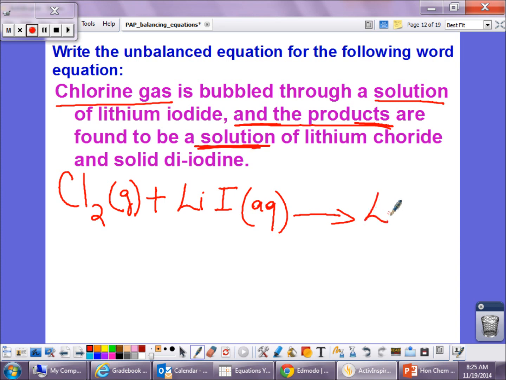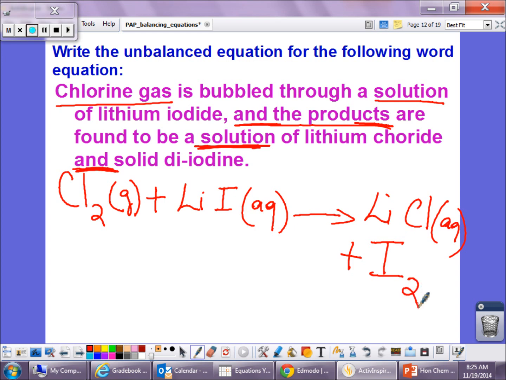This is my lithium. This is chloride, Cl. Lithium plus 1, chlorine minus 1, 1-to-1 ratio. It says solution, that means aqueous, dissolved in water. And it says and. When it says and, I put plus. It says iodine. Because iodine is one of the 7, it is diatomic, I know to put I2.